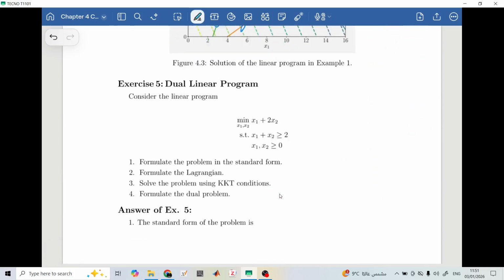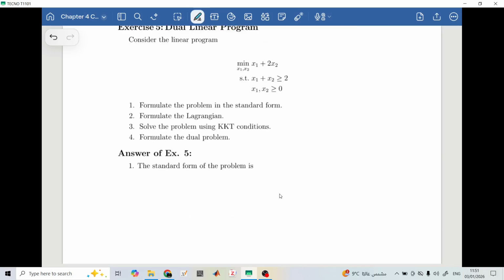Let's take another example. Let's find the dual of the LP problem. We have this problem with two variables x1 and x2. This is a linear combination of x1 and x2, and you can identify that the constraints are linear as well with respect to x1 and x2. The first thing we need is to formulate the problem in standard form, so the constraints should be inequalities of the less than or equal type, not greater than or equal.